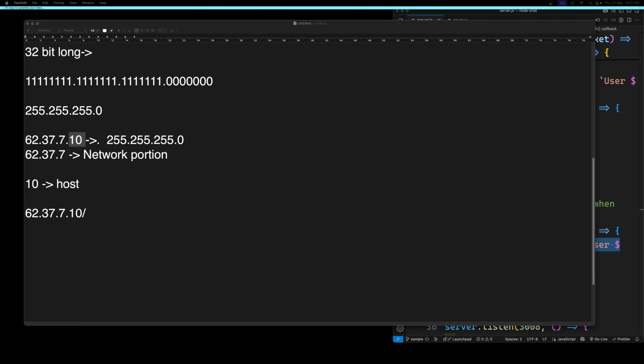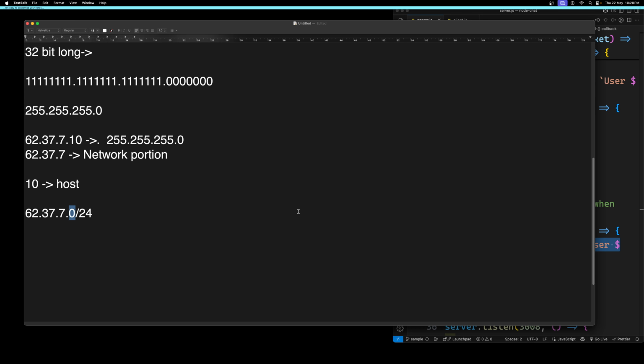For example, let's say your network is 62.37.7.0/24. Here the first three octets, 62.37.7, indicate the network portion, and the last octet can be any number from 0 to 255 for the host.